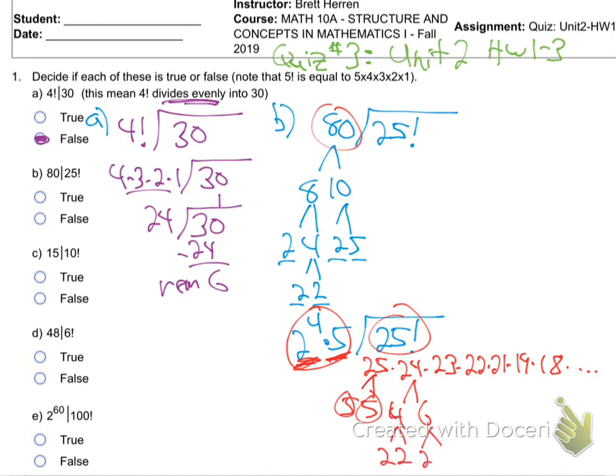That's 2 2's. 6 is 2 times 3. So there's 3 2's already. 22 is 2 times 11. There's 4 2's. Yep, so we got 4 2's and 2 5's easy. That one is true. Let's go on to part C.